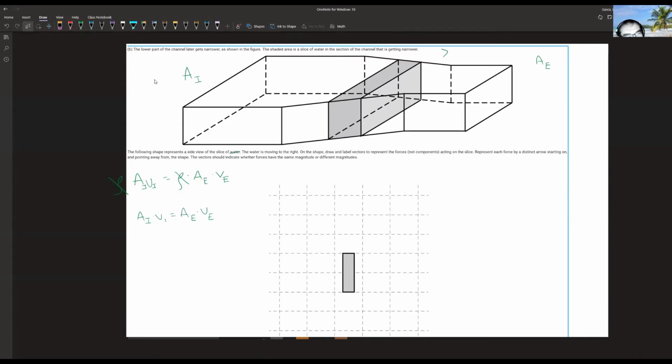Okay, so this is like the thumb over the water hose effect. As you put your thumb over the water hose, you decrease the area that it can come out through. And so to maintain mass flow rate or mass conservation, the velocity at the exit is going to be much faster. This ratio here will be greater than 1.